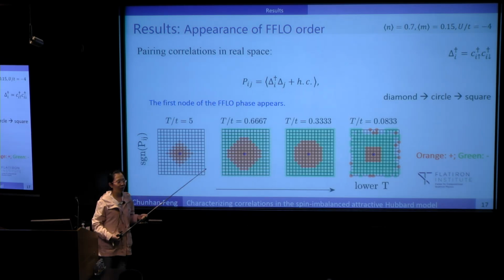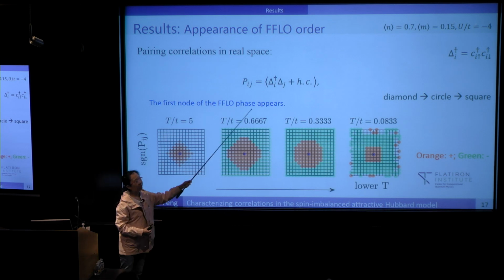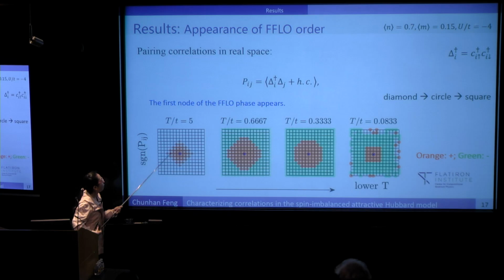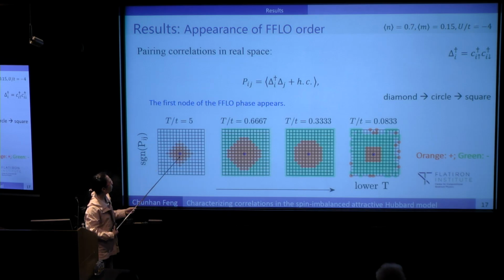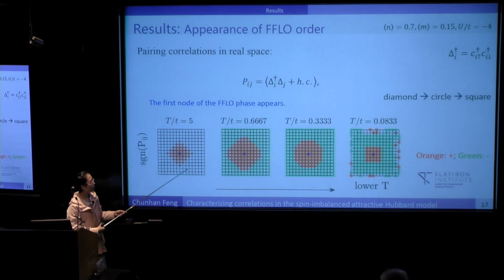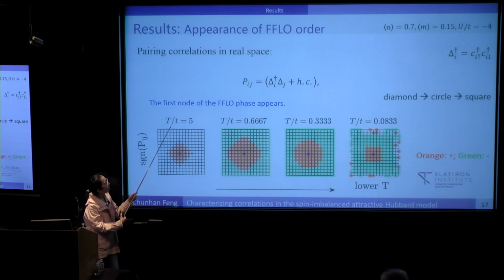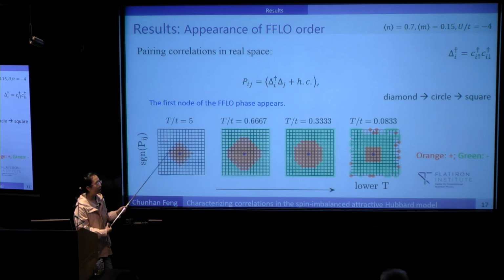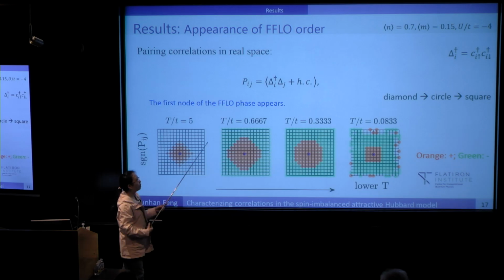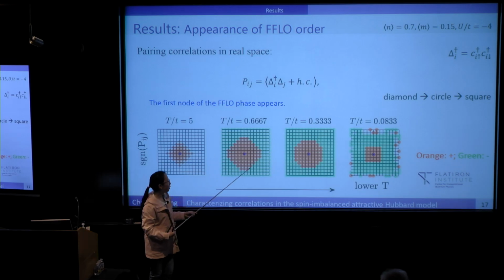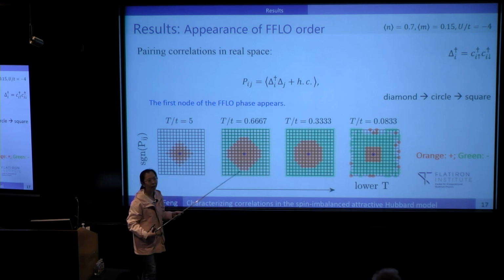In order to characterize the FFLO order, the first quantity we look at is the pair correlation in real space. If we are at some high temperature, if we look at the real space patterns here, the orange points represent positive, and the green color represents negative. At very high temperature, we can only see some near neighbor correlations. The correlation will decay exponentially. And then when we lower the temperature to 0.67, we can clearly see there is a region of the green colors. So that corresponds to the negative correlations. We start to see the first node of the FFLO phase.